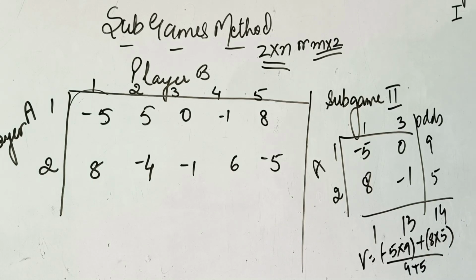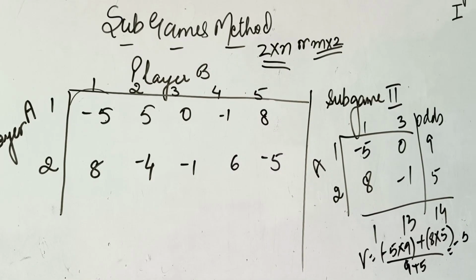So from here we will get -5 upon 14. So this is the second value of the game that we got from subgame 2, -5/14. Again, we will note it down separately that this was the answer of the second subgame.